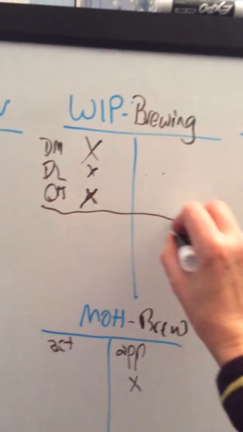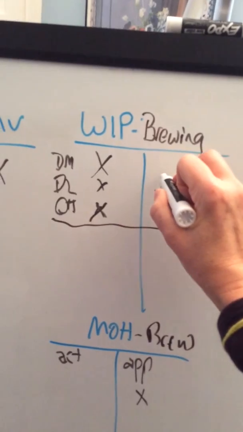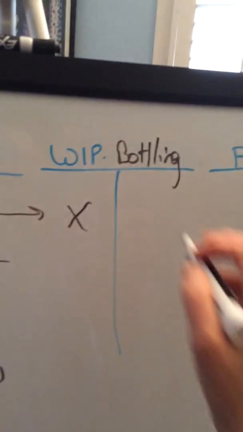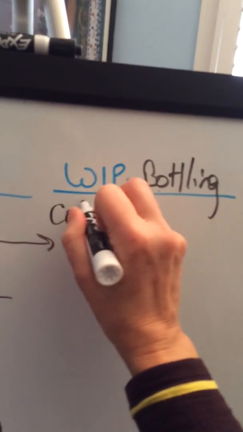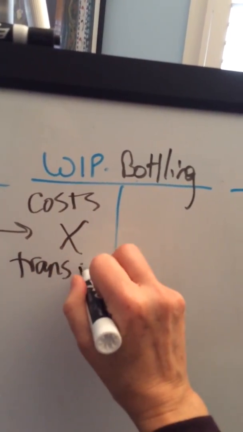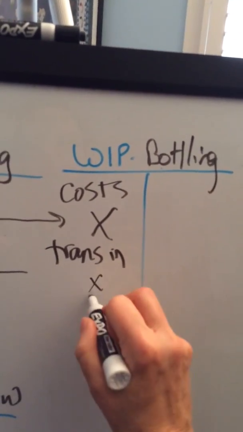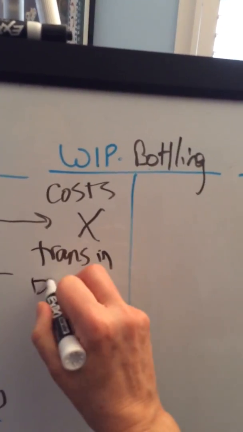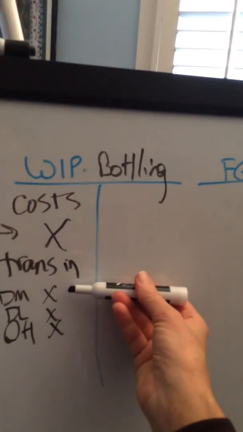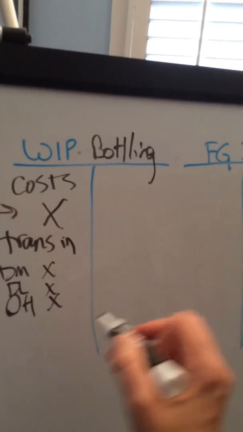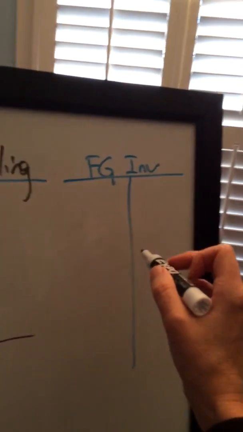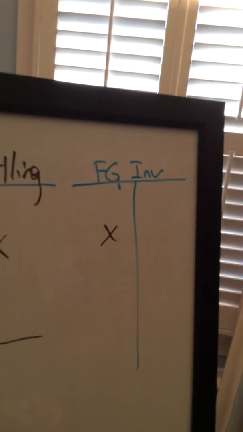And when we finish brewing, we're going to take it out of the brewing department, and this is the change. These are going to be called cost transferred in to the bottling department. And then we might still add DM, DL, and OH. It's common to do that. Think about materials you're going to add in the bottling department. It's the bottles, right? So then you're going to keep going, and then you're going to transfer out, and in our case, you'll transfer it into finished goods.